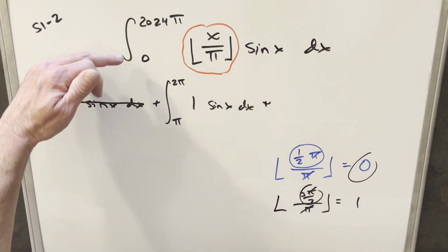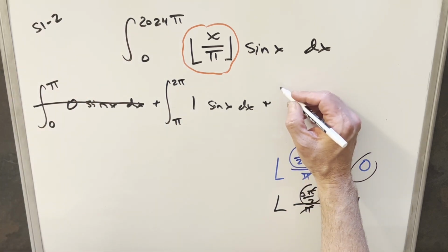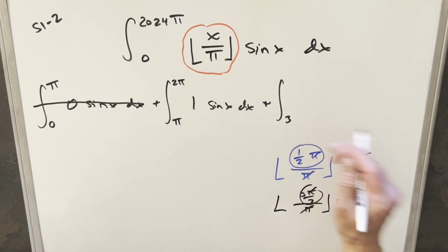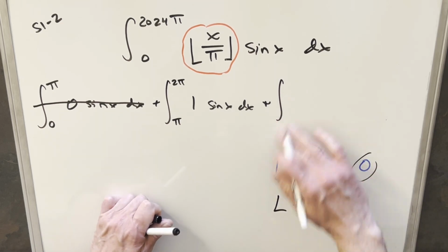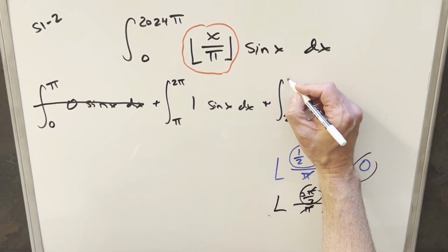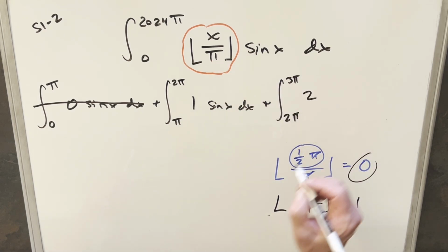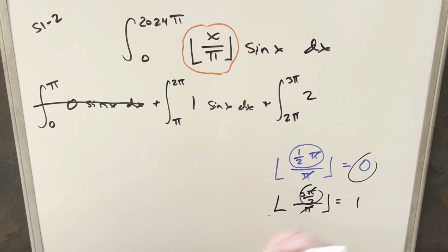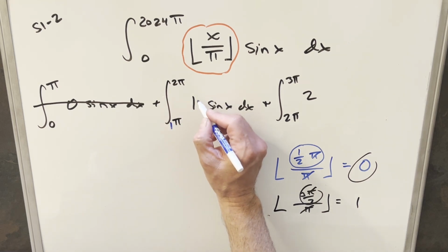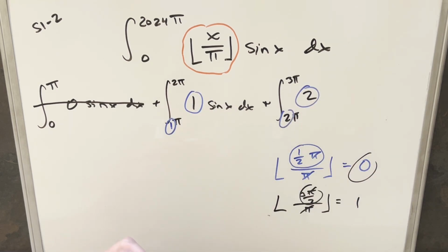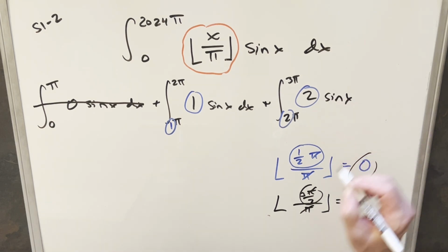This pattern is just going to continue all the way to 2024 pi. Let's do one more really quick. If we're going from 2 pi to 3 pi, everything's going to get rounded down to 2. Now the thing I want to notice is that this 1 here is the same as the lower bound's multiple of pi, and this 2 is the same as this one. And that's just going to keep going that way.